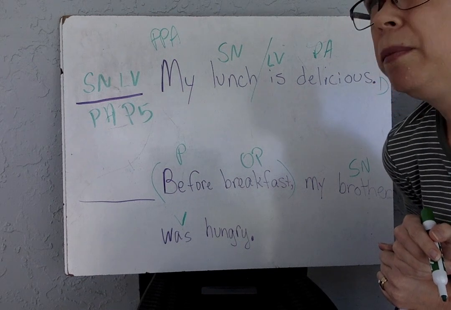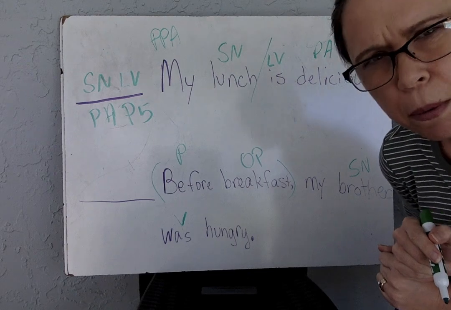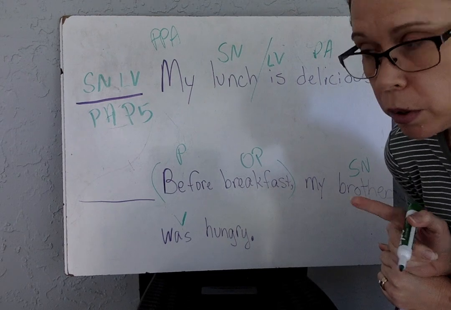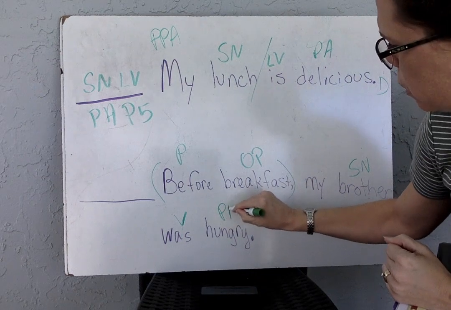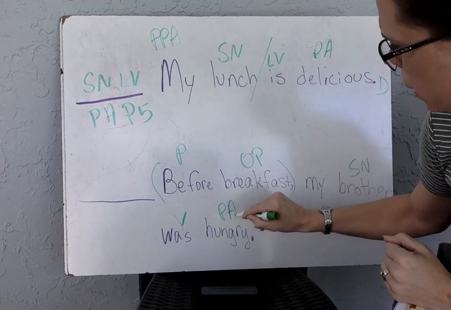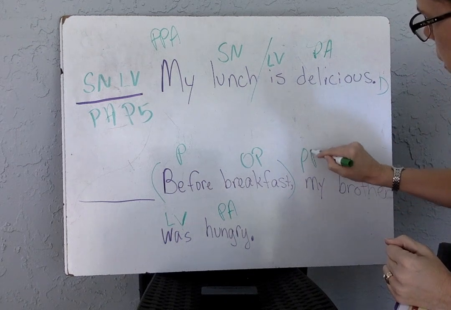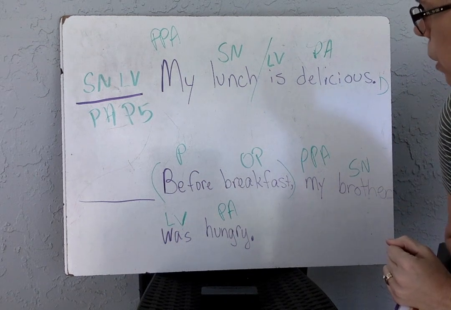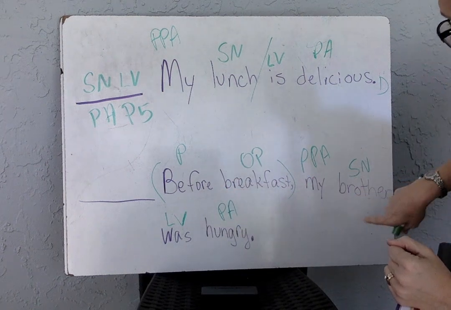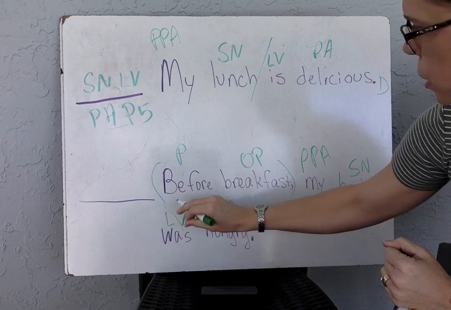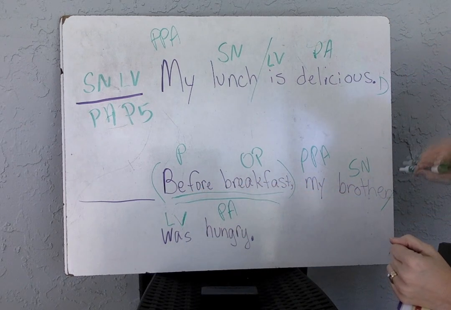Hungry. Does hungry mean the same thing as brother? No, it doesn't mean the same thing, but it tells me what the brother is like. Okay, so does hungry tell me what the brother is like? Yes, so the brother is hungry. Hungry, predicate adjective. Linking verb. My, possessive pronoun adjective. Before breakfast tells me when this was happening, so this should be part of the predicate. My brother is the subject.